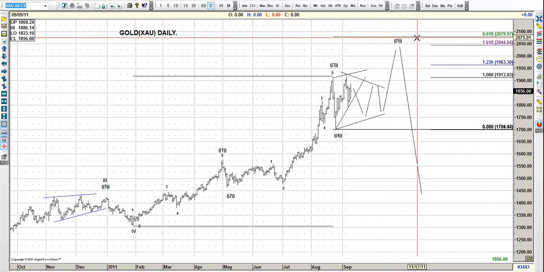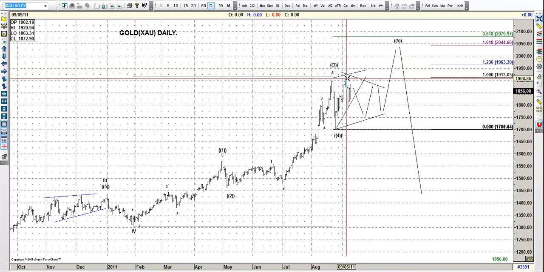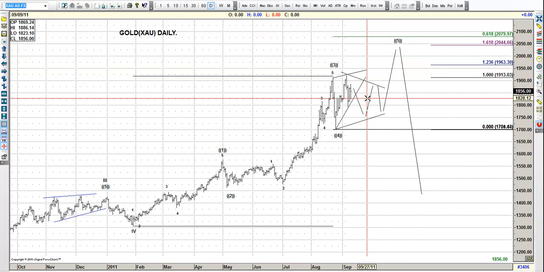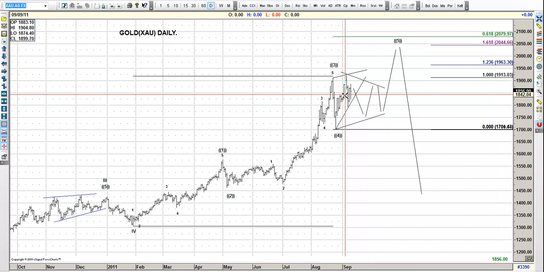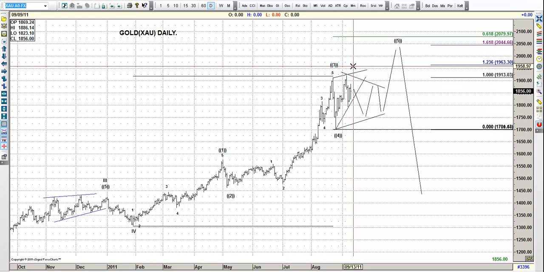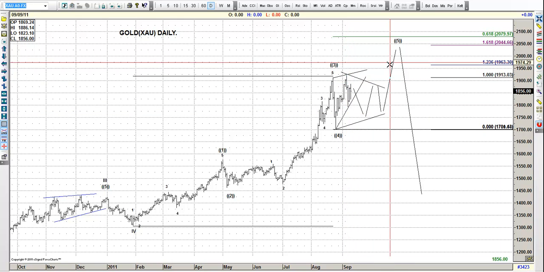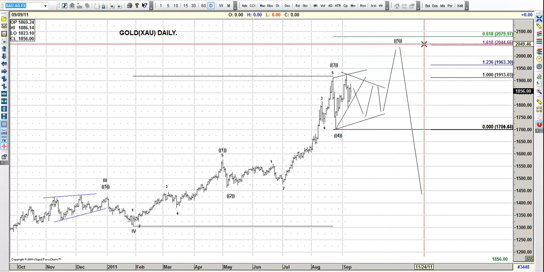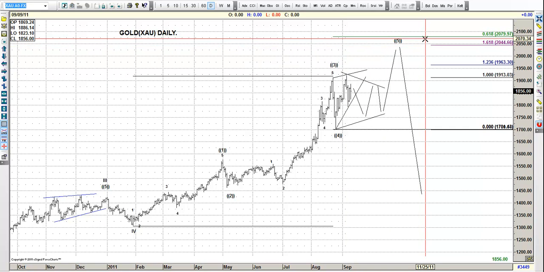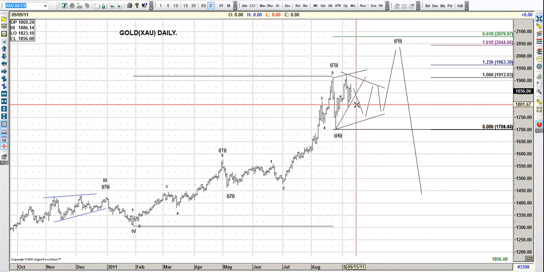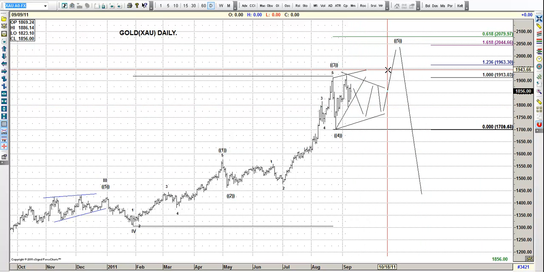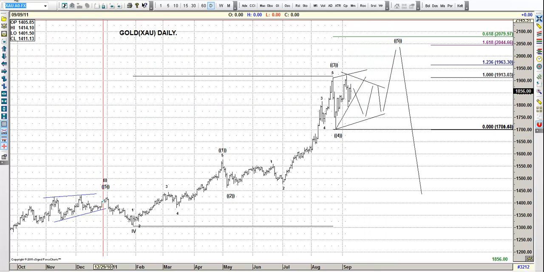How it's going to get there, I believe, all depends on the structure that it's going to form here. If it's a triangle, 1963 can still be the end. If it's an ending diagonal, most likely it's going to visit 2044, 2080. So we need more data, but we still like going to the upside.